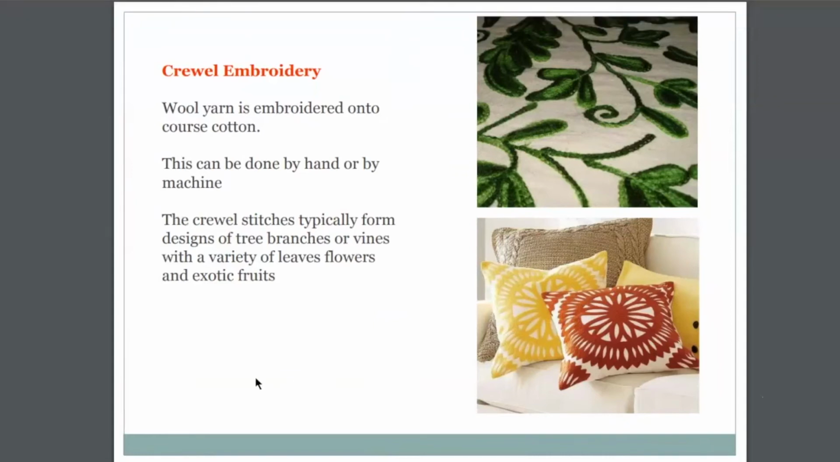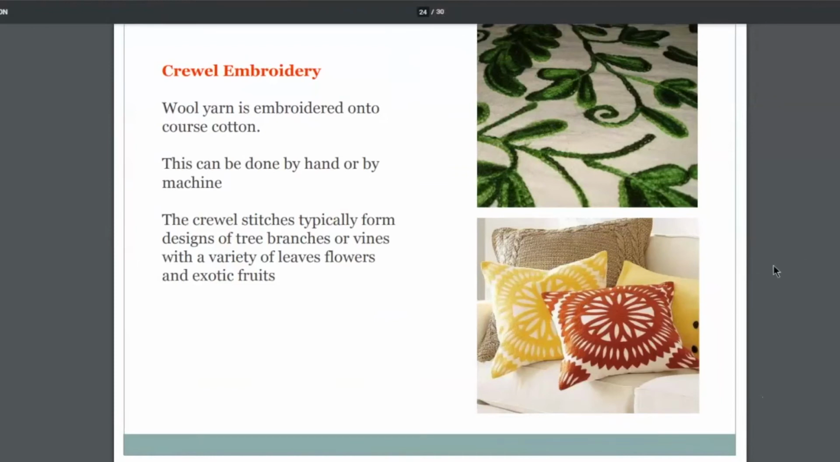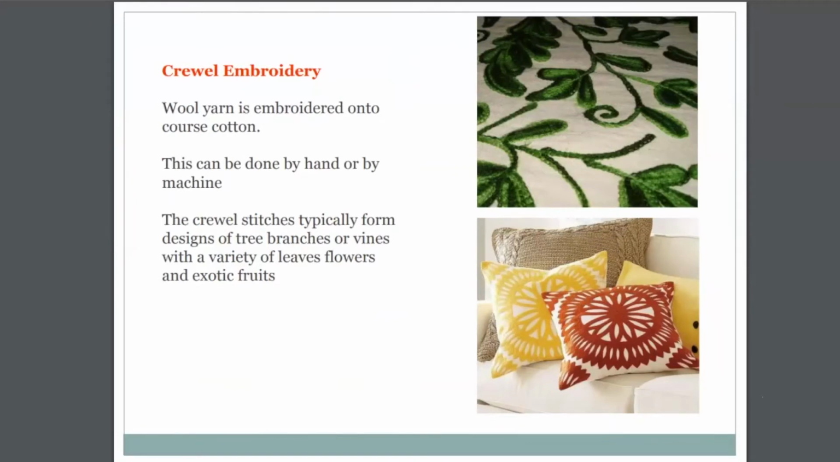And how you know something is a crewel is by the type of stitches. The stitches look like little links. So the stitches look like chain links. Traditional crewels typically were of trees and branches and vines. If you're studying your history class, if you're in History 1 and you're getting to the English Renaissance, you'll see some of those on canopy beds, really heavy canopy beds. Typically, they had the leaves, flowers, and exotic fruits. So this is an atypical crewel design, but it's still the crewel type of stitching.